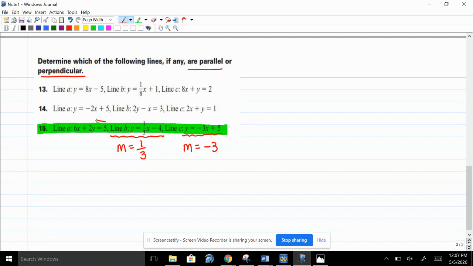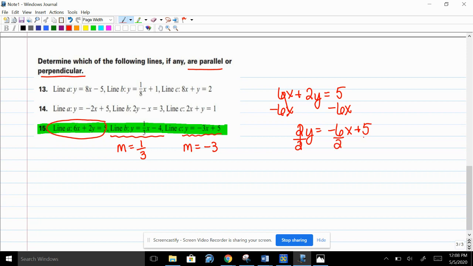All right, line A is the only one that requires a little bit of changing, so I'll bring that off to the side here. You got 6x plus 2y is equal to 5. I would have to subtract 6x from each side. 2y is equal to -6x plus 5. I would divide across the board by 2, and that would be y is equal to -3x plus 5 over 2, which would be 2.5. So now it's in slope-intercept form. There's my slope, so this line has a slope of -3.